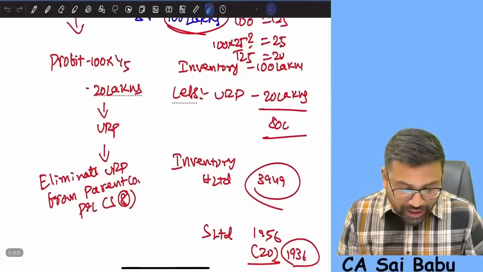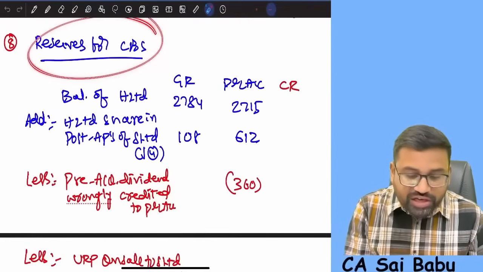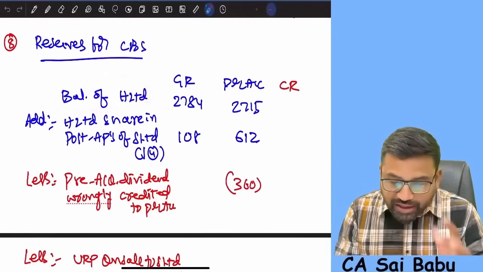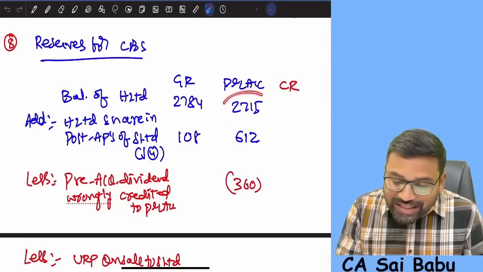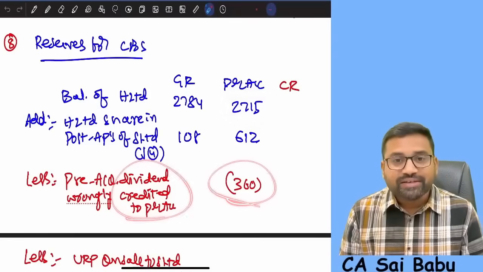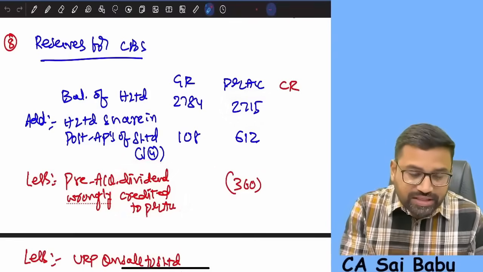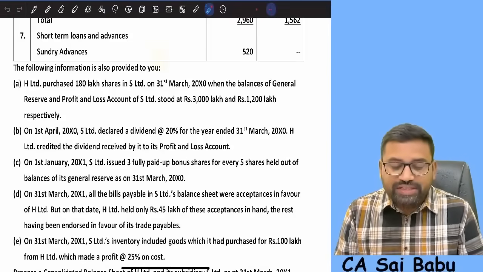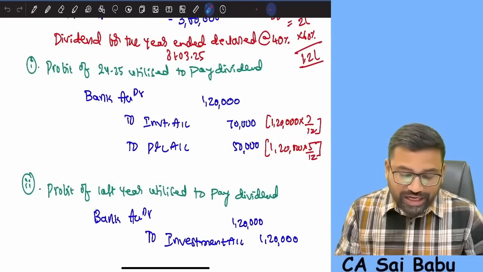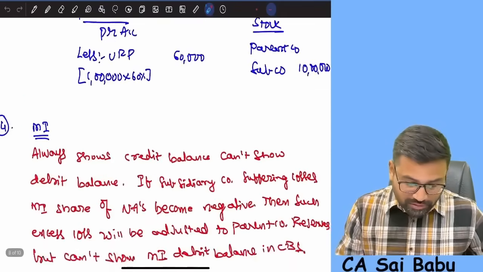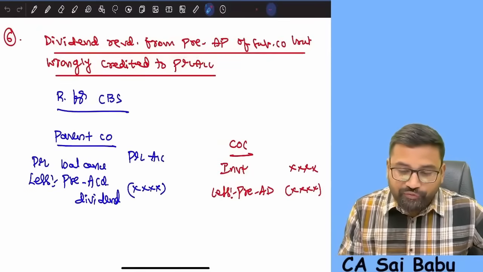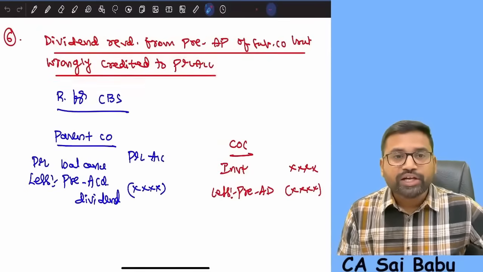And also when I am preparing step number 6, reserves for consolidated balance sheet, first I consider the balances of Parent Limited, P&L account 2715. In this P&L account, there is a pre-acquisition dividend wrongly credited. I deducted it, because in this question the dividend was received from pre-acquisition profits, but they have wrongly credited it to the P&L account. That we need to rectify. So that is what I have given as a 6th. See this: dividend received from pre-acquisition profits of subsidiary, but wrongly credited to P&L account.